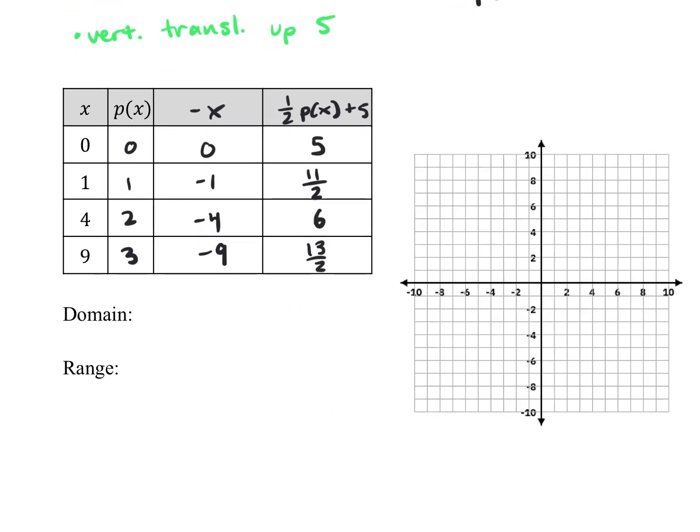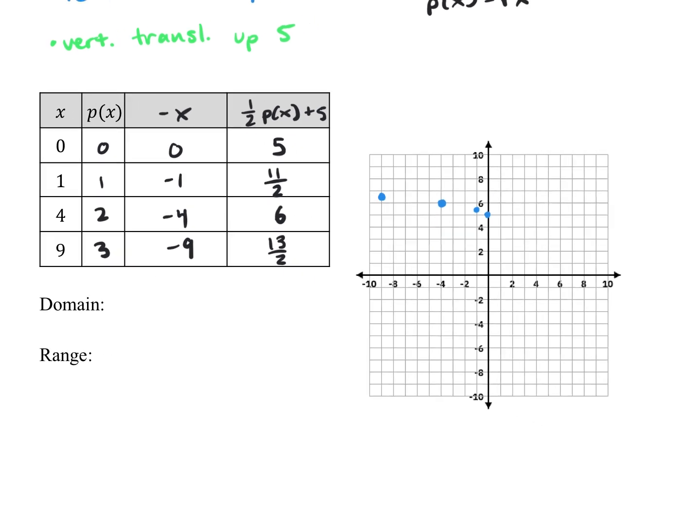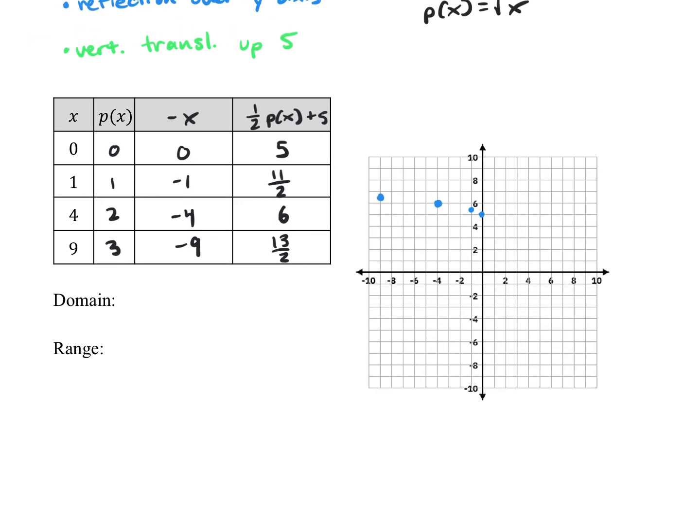So we have 0, 5, -1, 11 halves, which is 5.5, so right here. Then we have -4, 6, and we have -9, 13 halves, which is 6.5, so right here. So again, we need to make sure we're connecting our dots in the right way.